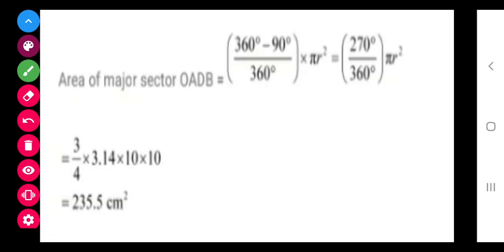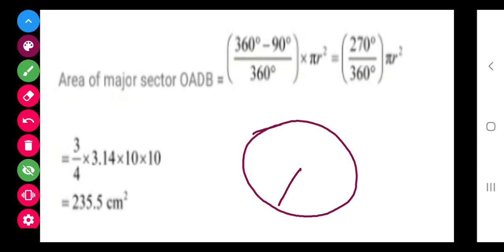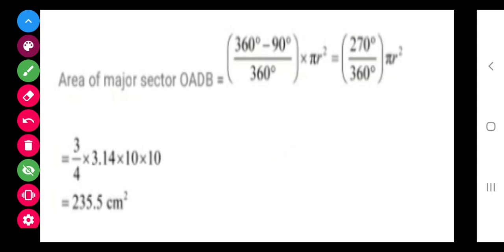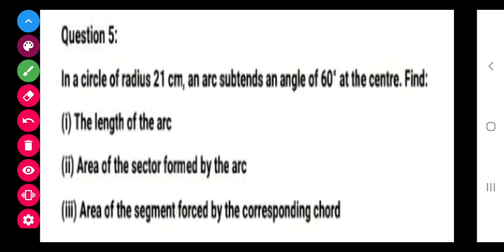Now moving forward to the second part, they have asked for the major sector. So class, this part is 90 degree, then this will be 270. So directly 270 upon 360 pi r square will give the area of this part. So we will proceed with this, and finally we will get this answer. Now class, next question.